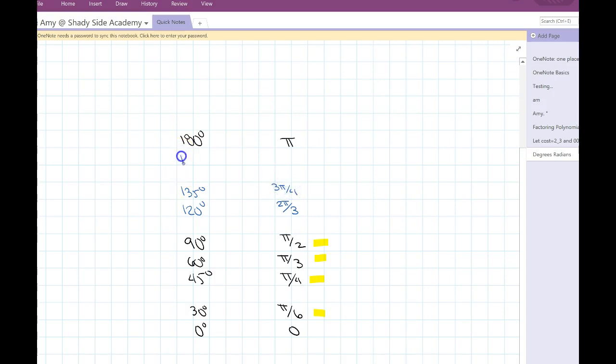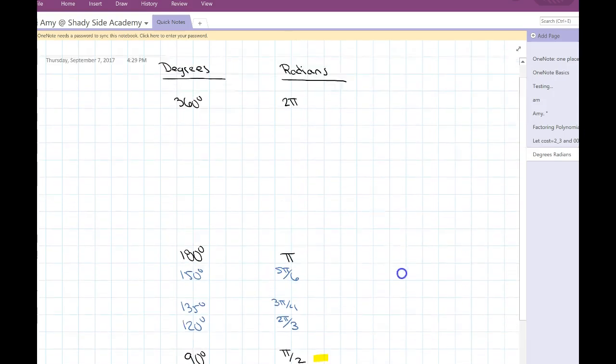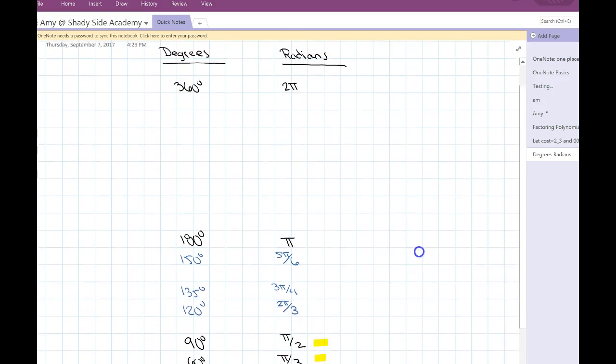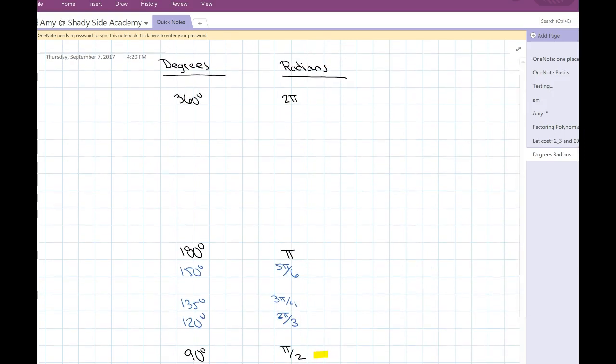And then 150 degrees is, again, a multiple. 150 is a multiple of 30. 5 times 30 is 150. So 5 times pi over 6 is the radian measure for 150 degrees. And then I'm just going to go down here. I'll just go ahead and fill out the rest of them in a moment here.